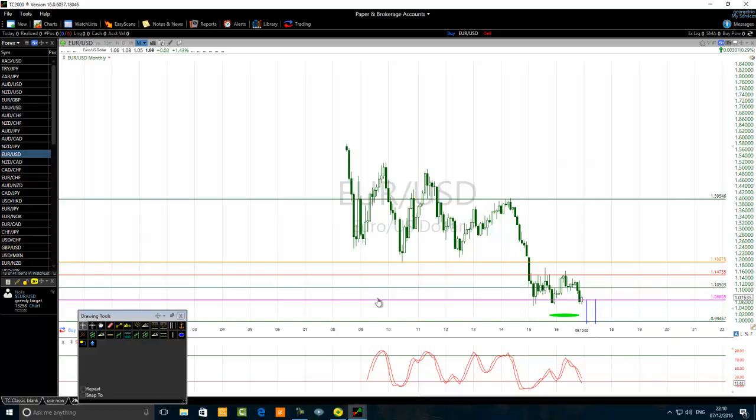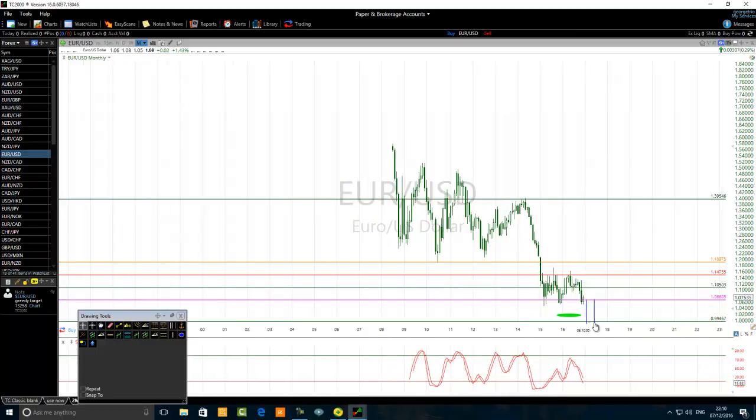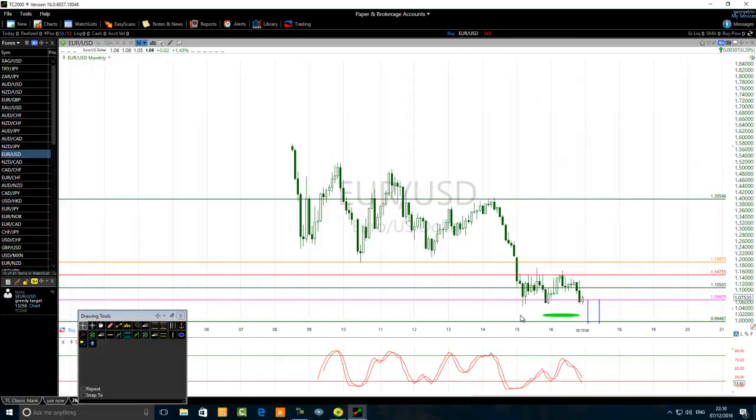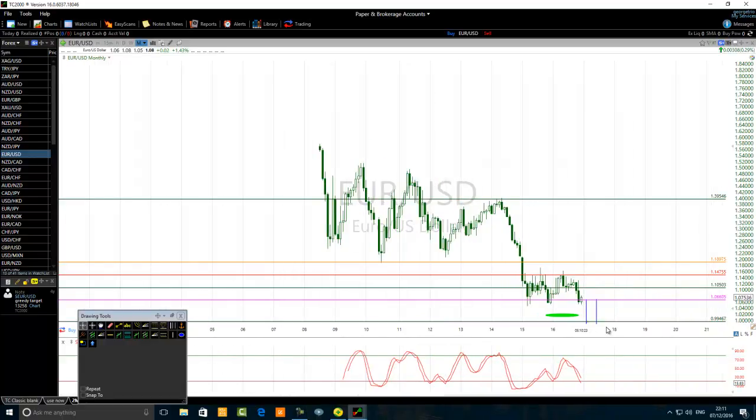The question is, will the euro reach parity with the US dollar? That's the question. So if it dips below 10660, watch out that they may push it down to 10000, which is the parity level between the euro and the US dollar.